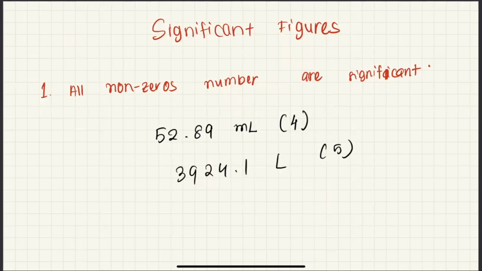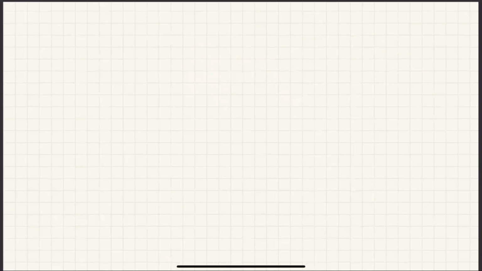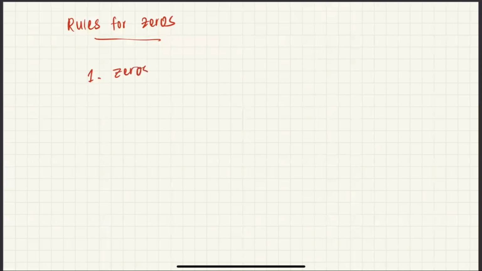Now the confusion comes with the zeros, because some zeros are significant, other zeros are not significant. So let's see the rules for zeros. Rule number one is that zeros in between regular numbers, or non-zero numbers, are going to be significant. The zeros between regular numbers, those are significant.